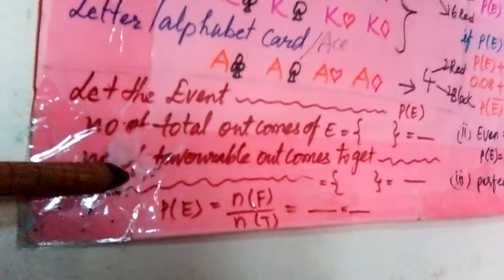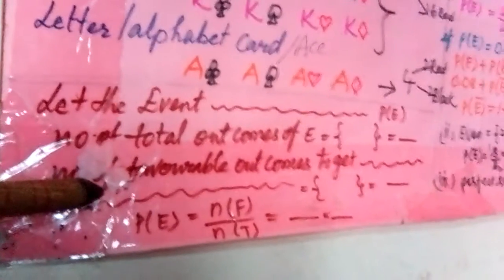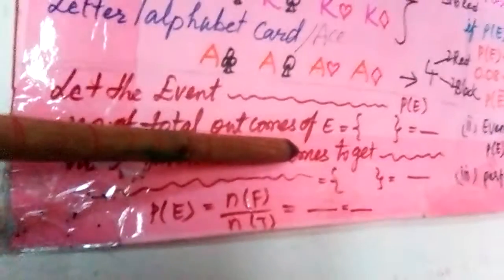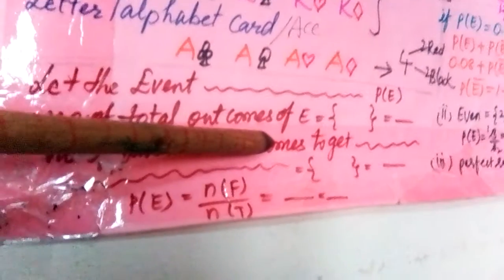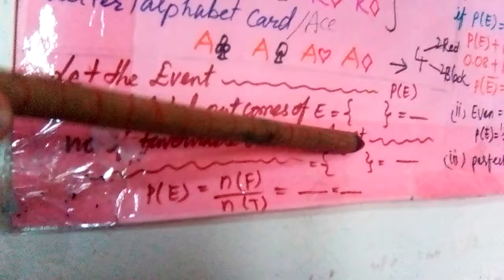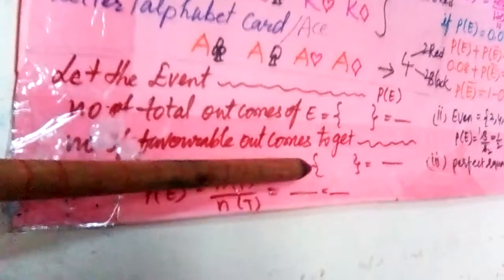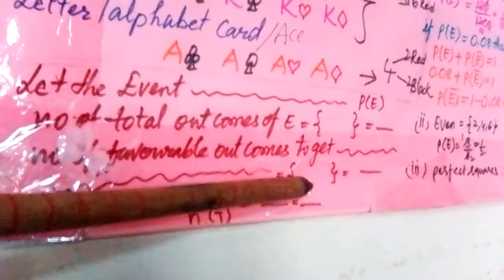Suppose the question is like this: you have rolled a die, and you want the probability of a prime number. Then the number of favorable outcomes means you need to pick up the prime numbers 2, 3, 5. These are called favorable outcomes. That should be written in the sample space, maintaining the flower braces, and write the number as 3. Next, this is the formula part. P of E is equal to the number of favorable outcomes by the number of total outcomes, and you should write the answer in fraction as well as decimal value.